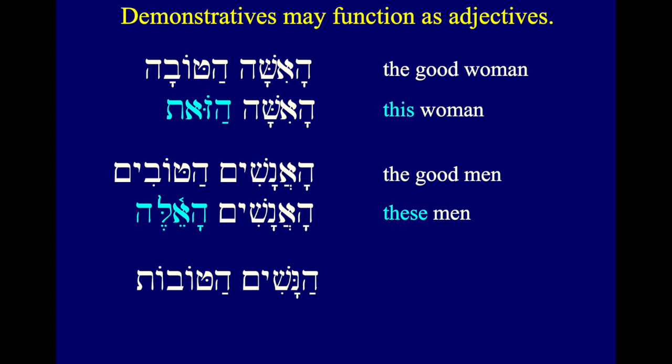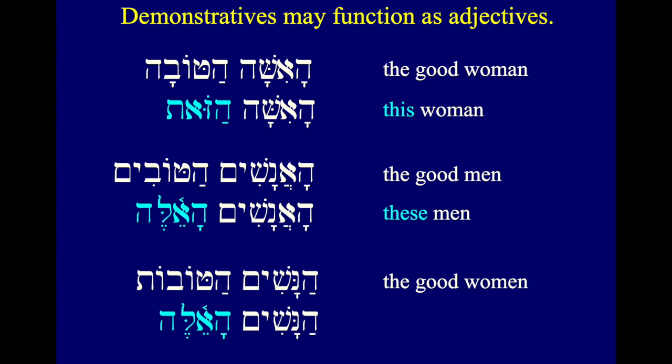Ha-nashim, remember that's our plural for women, that's our unusual plural ending. Ha-nashim ha-tovot, the women, the good ones, or the good women. Ha-nashim ha-ela, remember ela is a common plural demonstrative. It functions for both masculine and feminine grammatical genders. So ha-nashim, the women, ha-ela, the these. So these women.